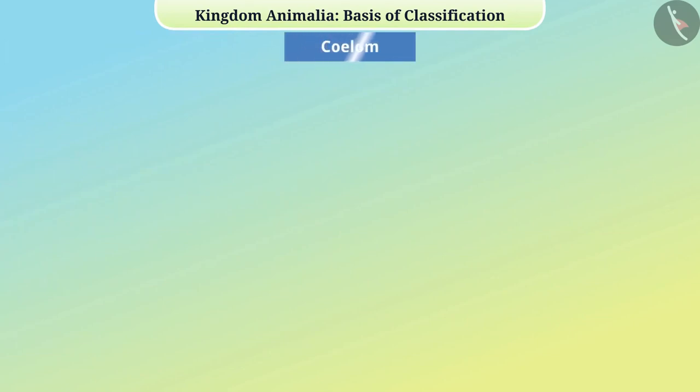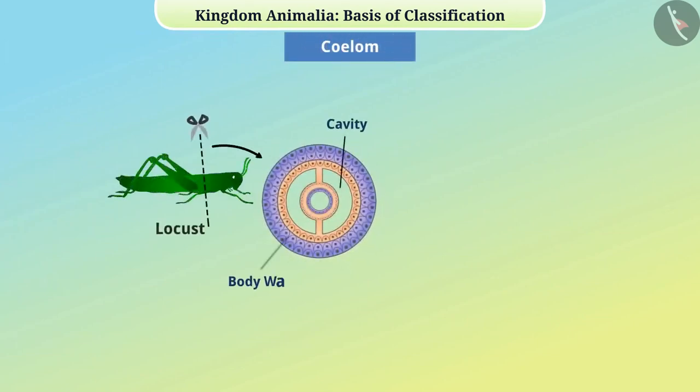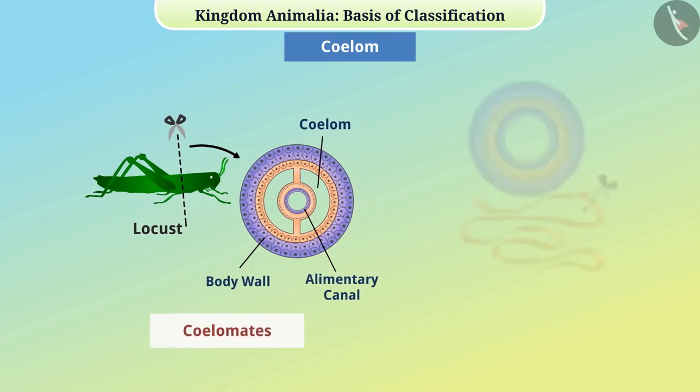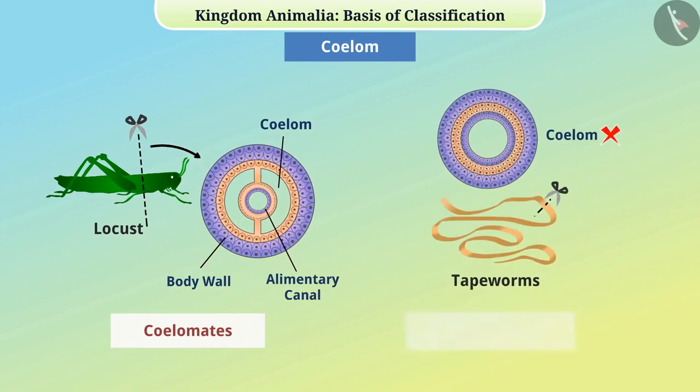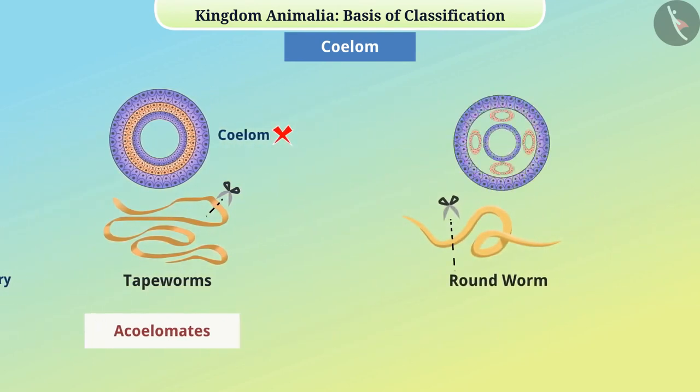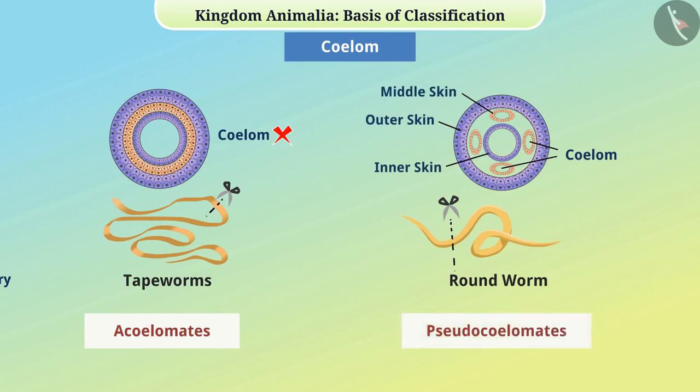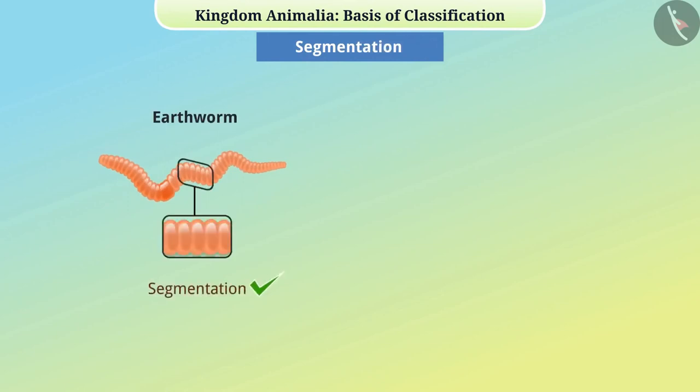Coelom. Some animals, such as locust, have a cavity between the body wall and the alimentary canal called coelom. And those which have coelom in the body are called coelomates. Some animals, such as tapeworms, do not have a body cavity. They are called acoelomates. In some animals, such as roundworm, the body cavity is in the form of sacs scattered between the middle skin and the outer skin. These animals are called pseudocoelomate. Segmentation. The body of some animals, like earthworms, is divided into segments on both external and internal sides, while the body of some animals, like planaria, is not segmented.